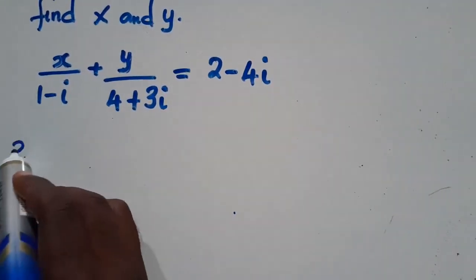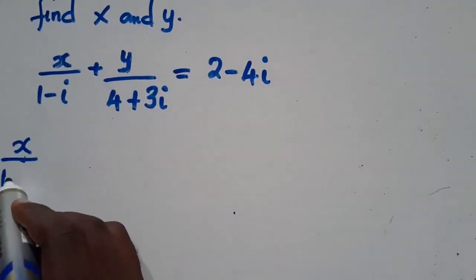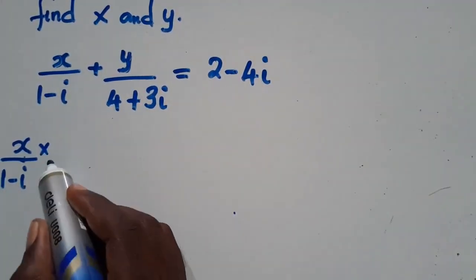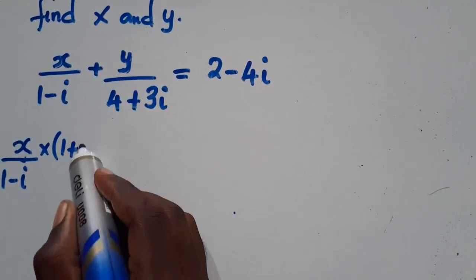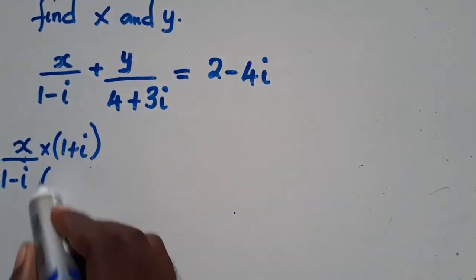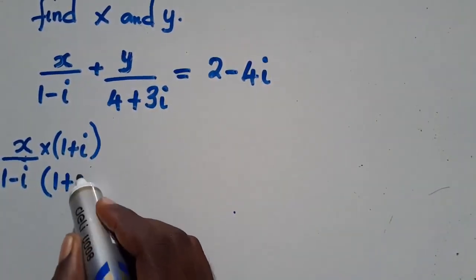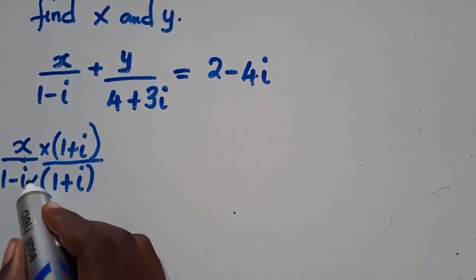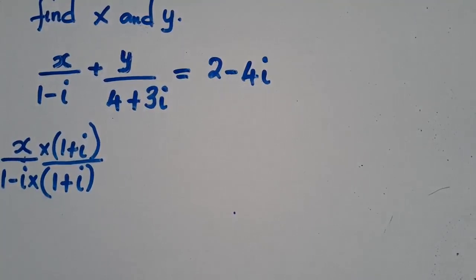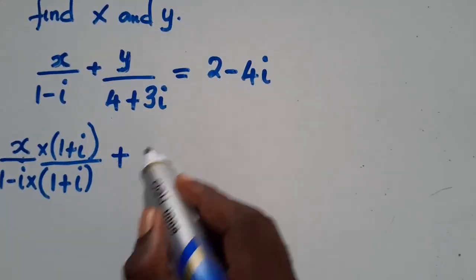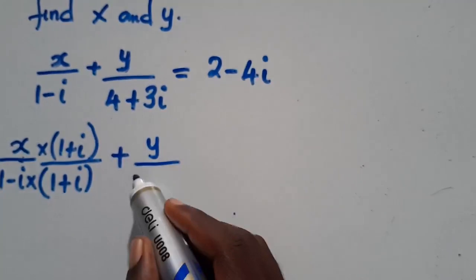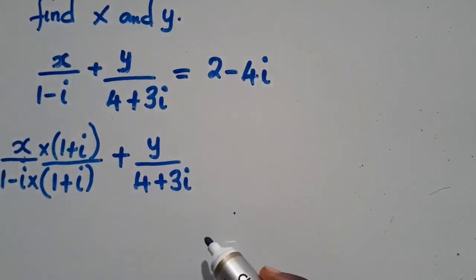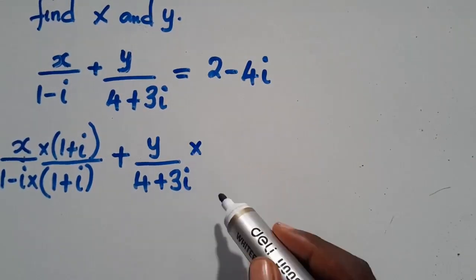So here it's x over 1 minus i. What is the conjugate here? The conjugate is 1 plus i, like this. Even down here, 1 plus i, that's the conjugate. So you are multiplying. Then the plus maintains. We've got y over 4 plus 3i. Multiply by the conjugate.